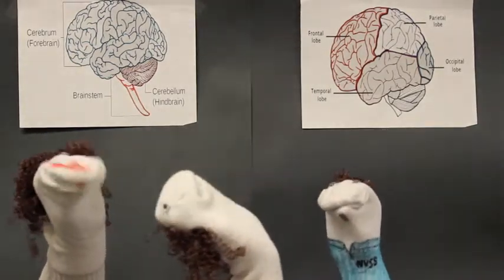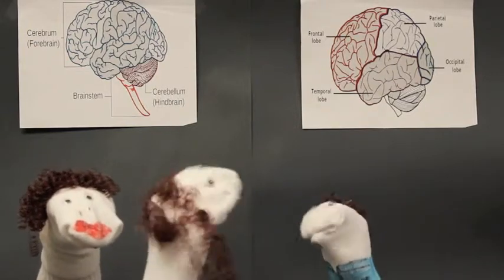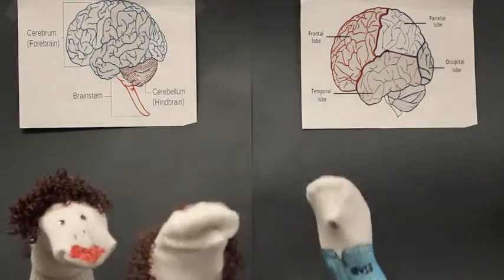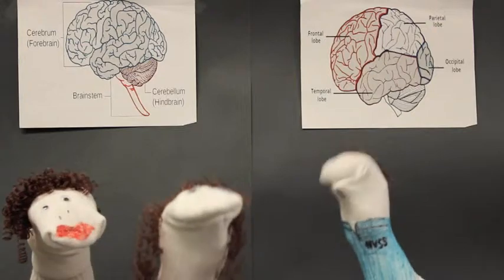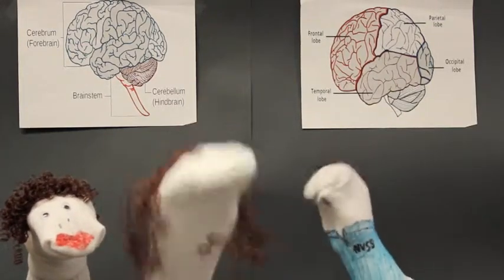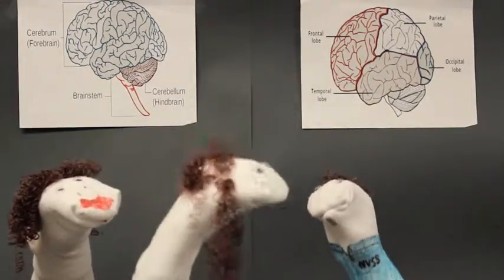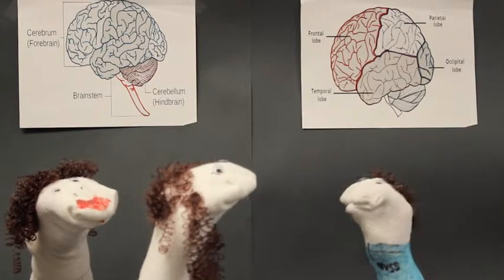What are the functions of the spinal cord? That's a good question, Latifa. The spinal cord provides means of transportation between the brain and the peripheral nerves that leave the cord. Any more questions?